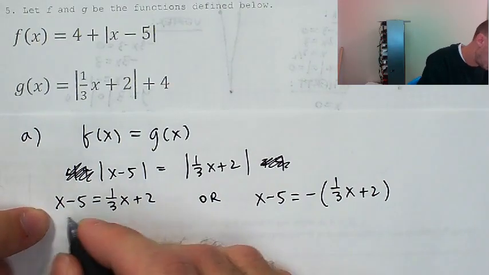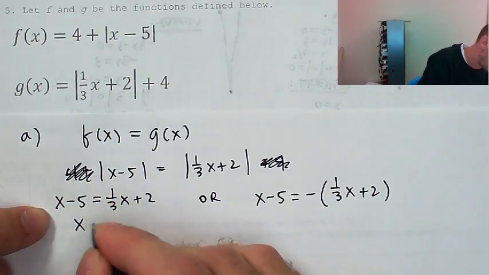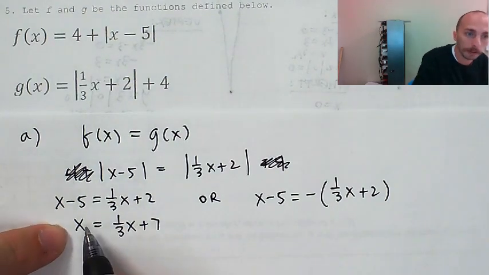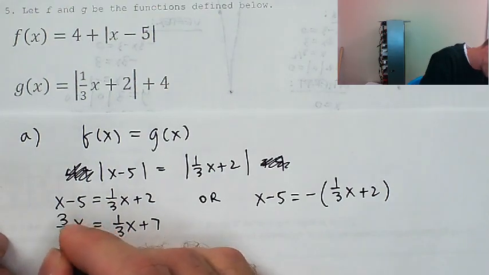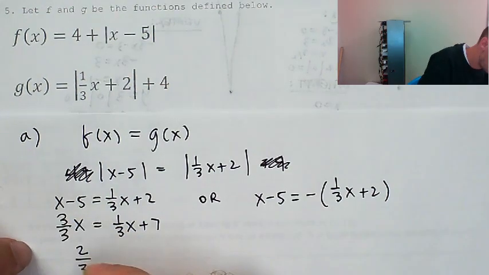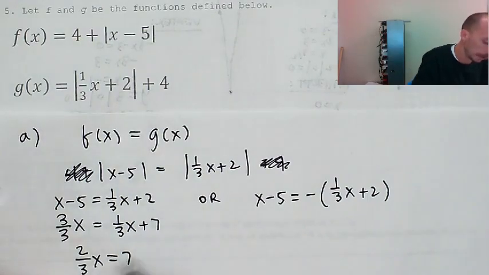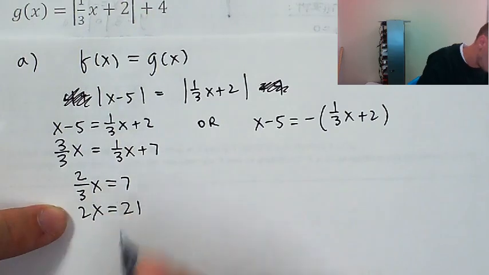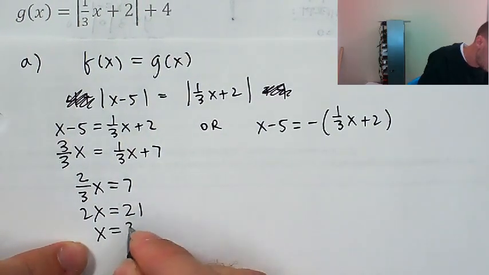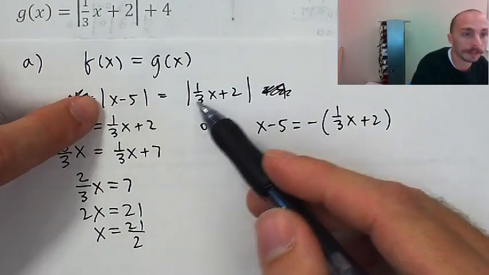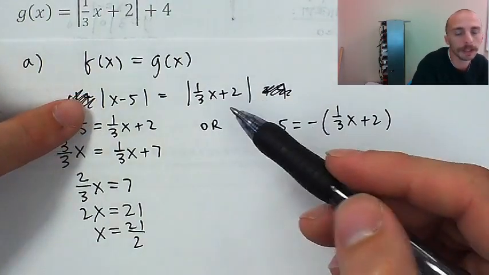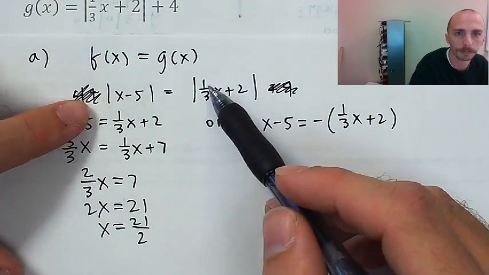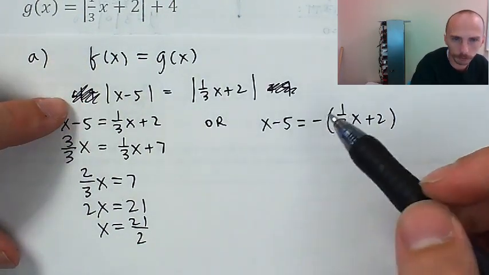Okay, either way, I'm going to subtract 1/3 of x. Actually, maybe I'll add 5 first. If I subtract 1/3 of x, this is 1x, that's 3/3 of x minus 1/3 of x is 2/3 of x. Now I can multiply both sides by 3. So 2x would be 21. X would be 21 divided by 2. You can check this equation, and I can see that it's going to be true.